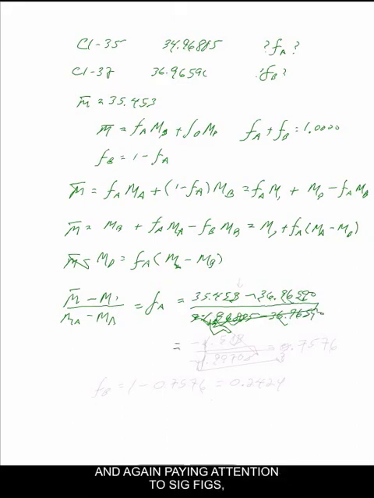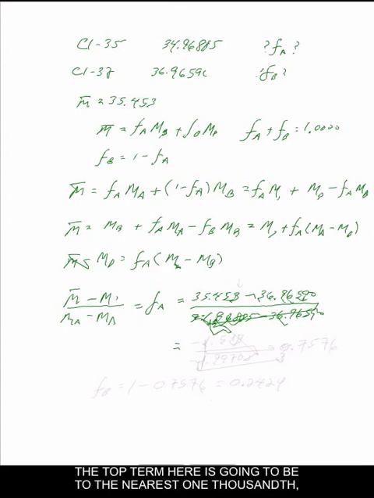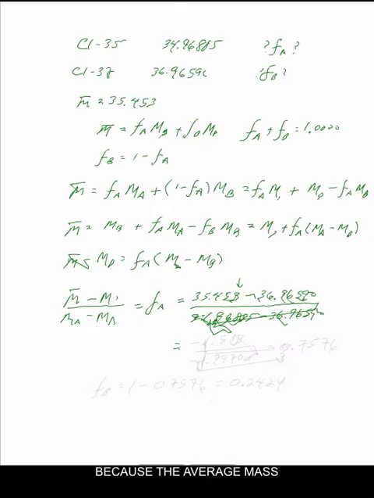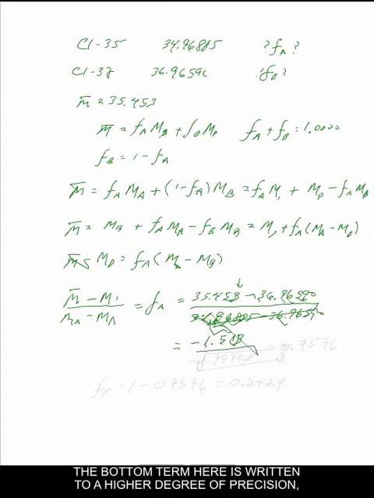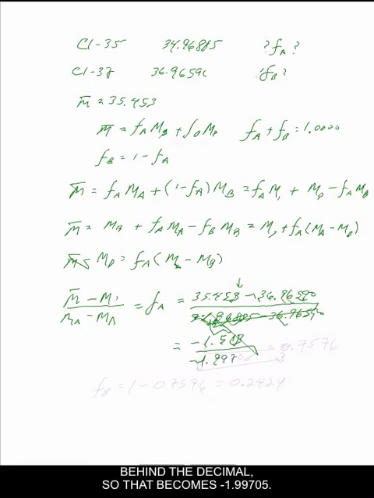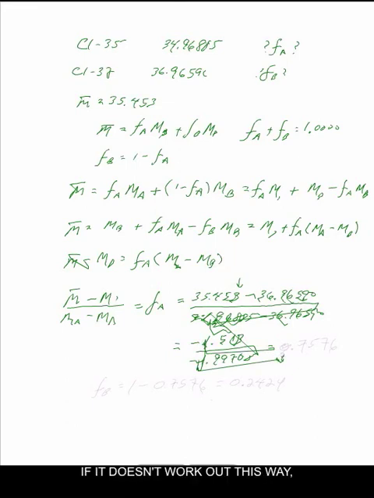when I do the subtractions here, and again paying attention to sig figs, the top term here is going to be to the nearest 1,000th, because the average mass that I was given to that degree of precision. So arithmetically that comes out to minus 1.513. The bottom term here is written to a higher degree of precision because I am subtracting the two given masses, which were given out to the nearest fifth place behind the decimal. So that becomes minus 1.99705.